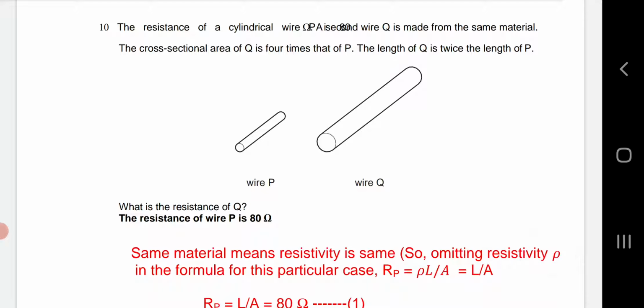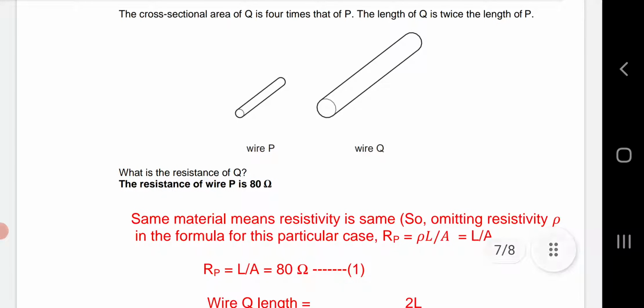Question number 10. The resistance of a cylindrical wire P is given as 80 ohm, and the wire Q is also made from the same material. The cross-sectional area of Q is 4 times that of P. The length of Q is twice the length of P. What is the resistance of Q? As I've told you earlier, the resistance of wire P is 80 ohm. As the material for both wires P and Q is the same, it means the resistivity of both wires is the same.